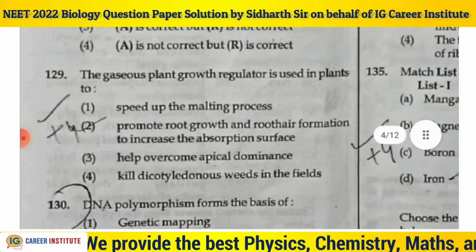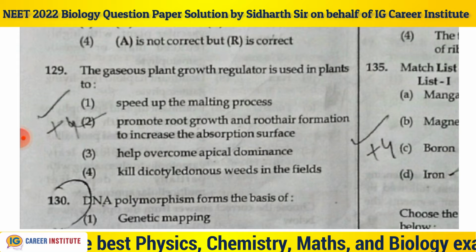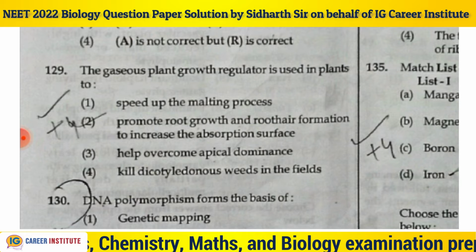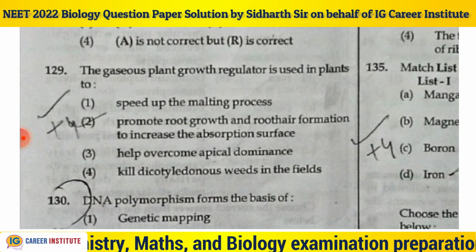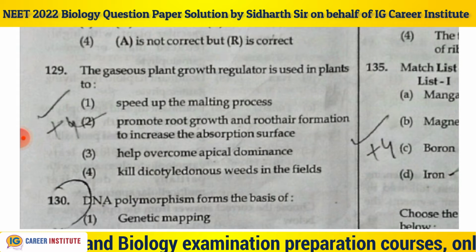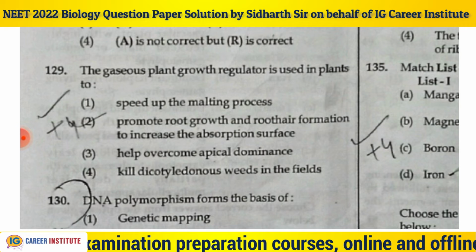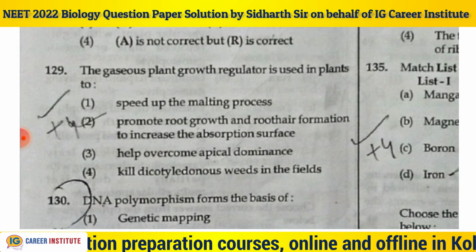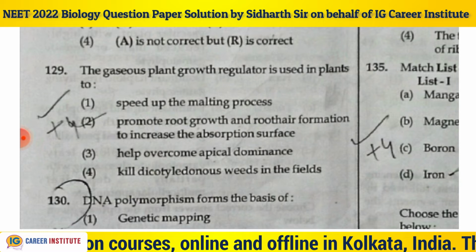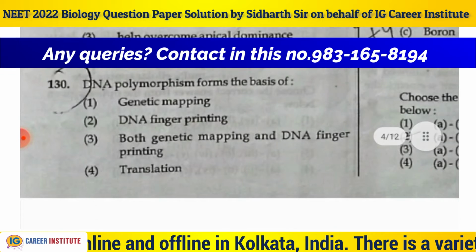Now comes question number 129. The gaseous plant growth regulator used in plants, that means we are talking about ethylene. Does it speed up the malting process? No, that is gibberellic acid. Helps in overcoming apical dominance? No, that is auxins. Kill dicotyledonous weeds in the field? No, that is auxin. Then option 2 is correct: promote root growth and root hair formation to increase the absorption surface. Right, this option is correct.